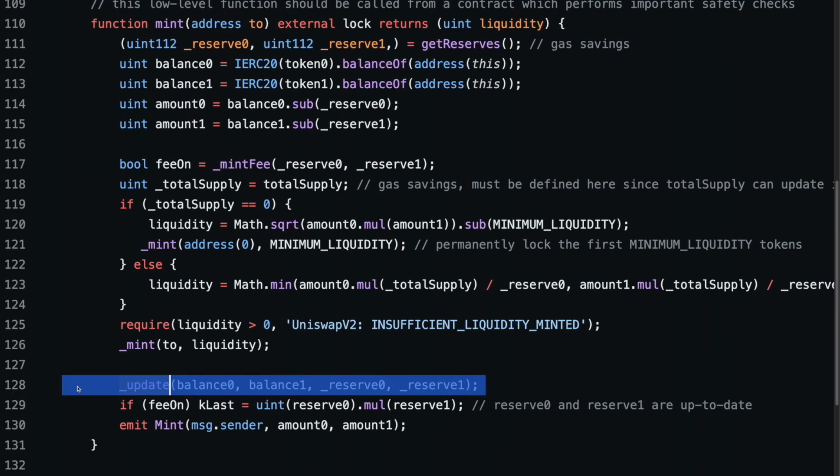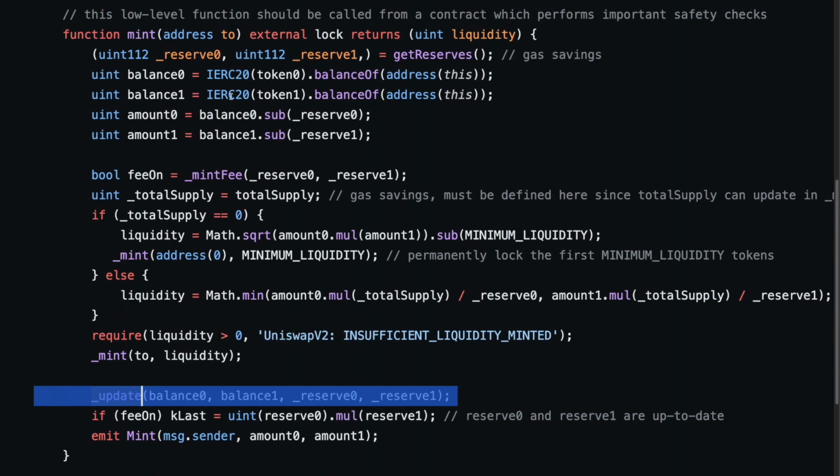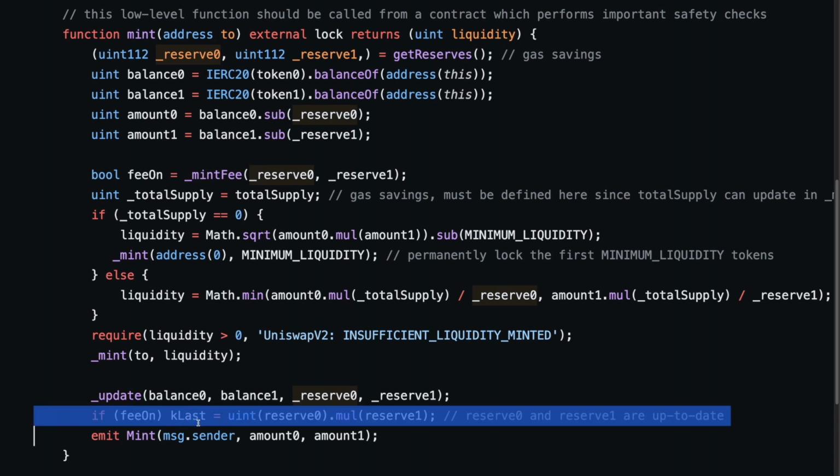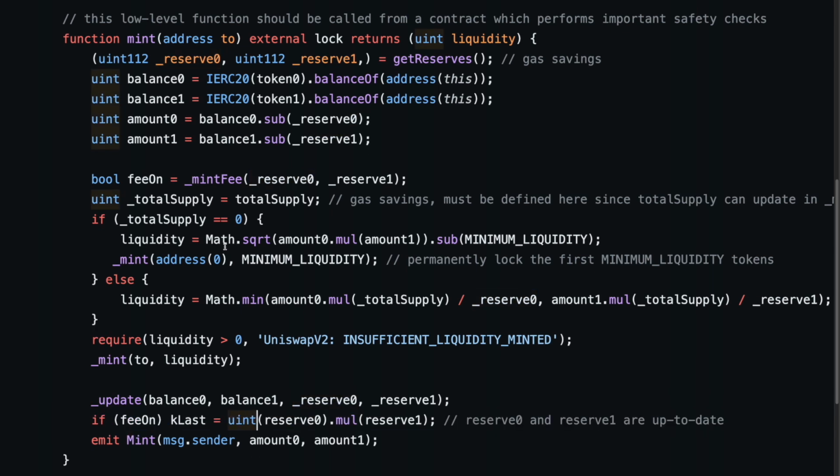At the end, it's going to update the balances, both of the recorded balances of the tokens, the ones that we got at the very first line. Then in the end, it's going to update the K last, that basically will keep track of the constant product formula. Now let's take a look at this section here.